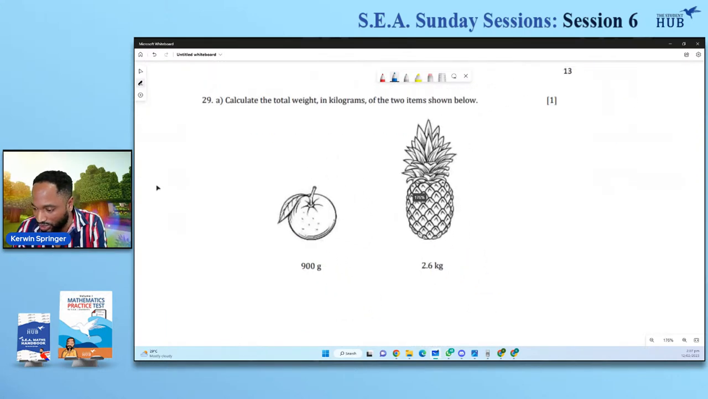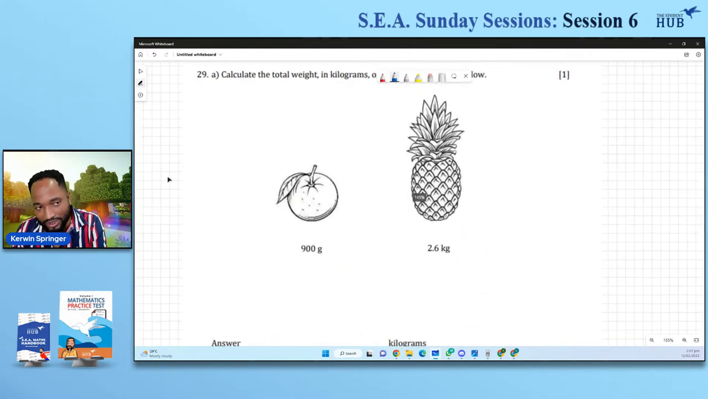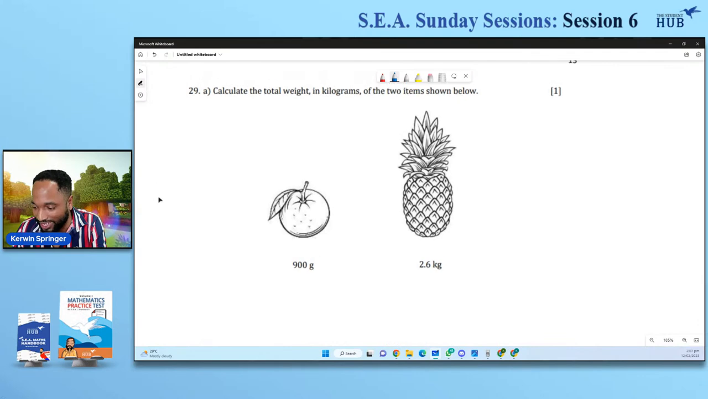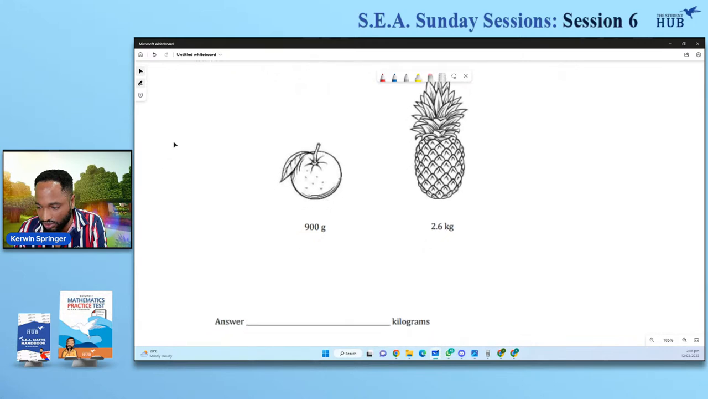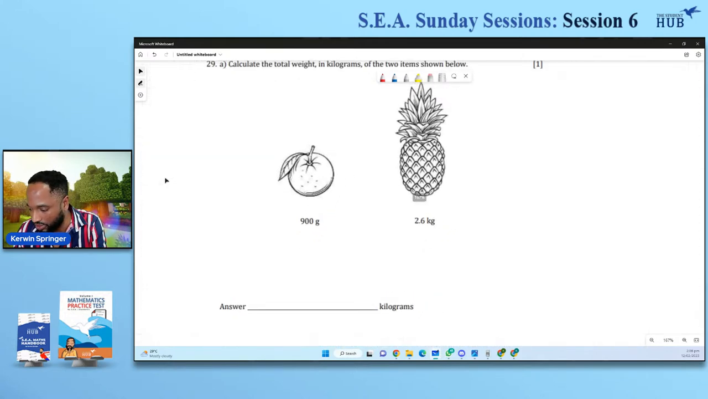People want to take a water break? Nah, let me go. No water. We're nearing the end. Calculate the total weight in kilograms of the 2 items shown below. How do they want us to express this answer? Because that's what we really need to watch. It's 2.6. We want it in kilograms. So this is really 0.9 then, because we want it in kilograms.